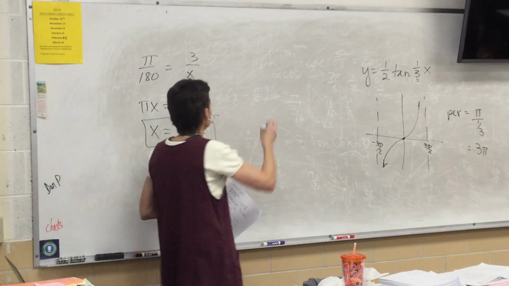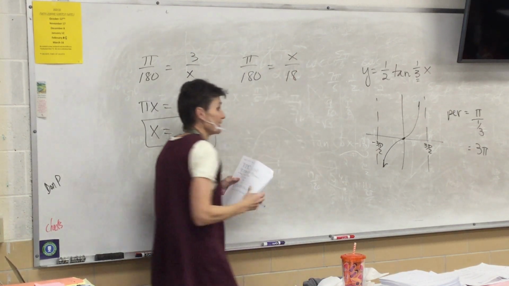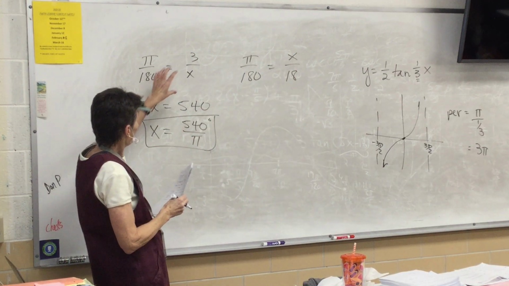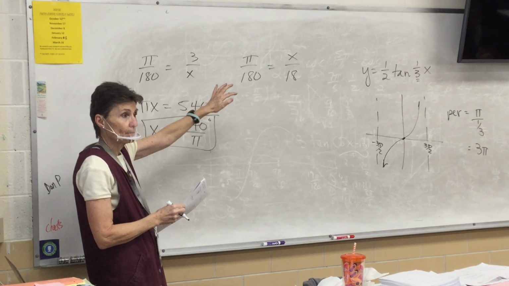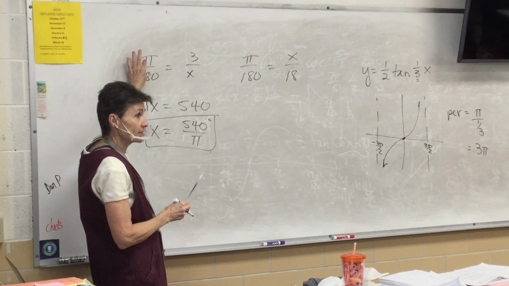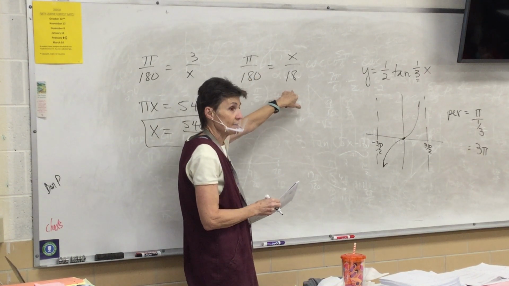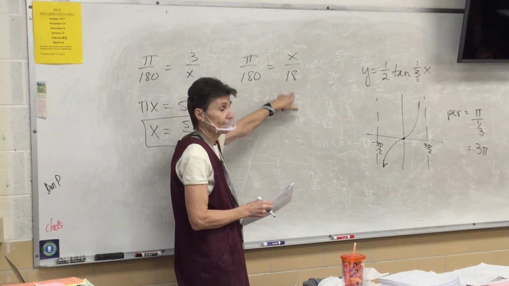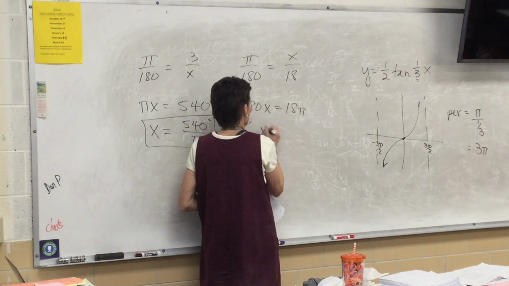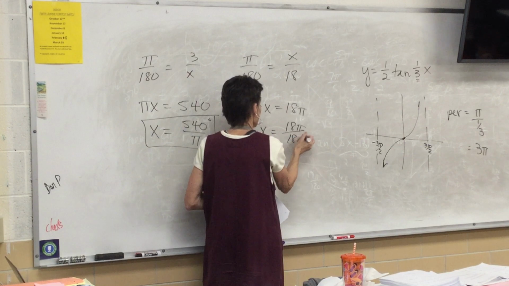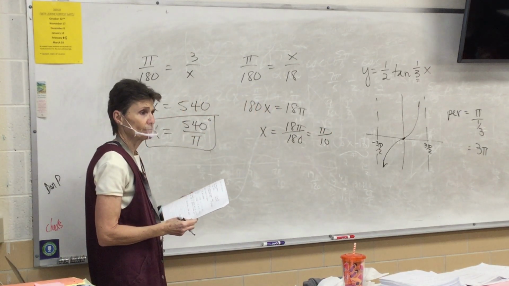Now, number 4, same thing. Pi over 180 equals x over 18. Now, does everybody understand why the x is where it is in these 2 different equations? This is pi radians, 3 radians. 180 degrees, 18 degrees. So 180x equals 18 pi, and x equals 18 pi over 180, which is just pi over 10 when we reduce it.